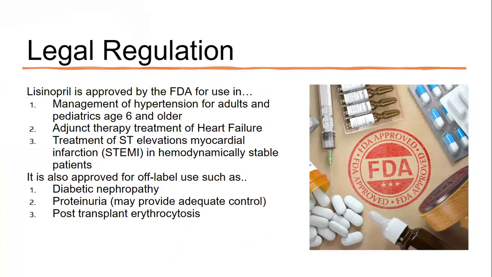And lisinopril is approved by the FDA for use and management of hypertension for adults and pediatrics age 6 and older. It's also used as adjunct therapy for treatment of heart failure. And it is also a treatment for ST-elevation myocardial infarction for hemodynamically stable patients. It also has other off-label uses, such as diabetic nephropathy, proteinuria, which may provide adequate control, and post-transplant erythrocytosis.